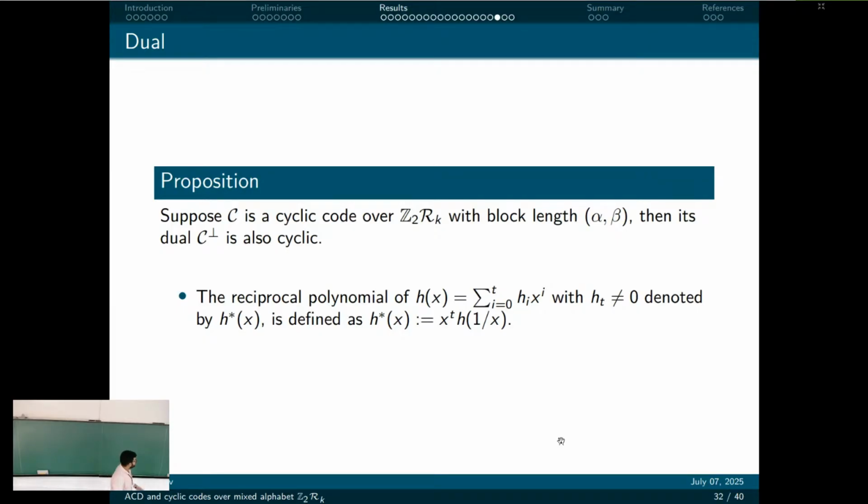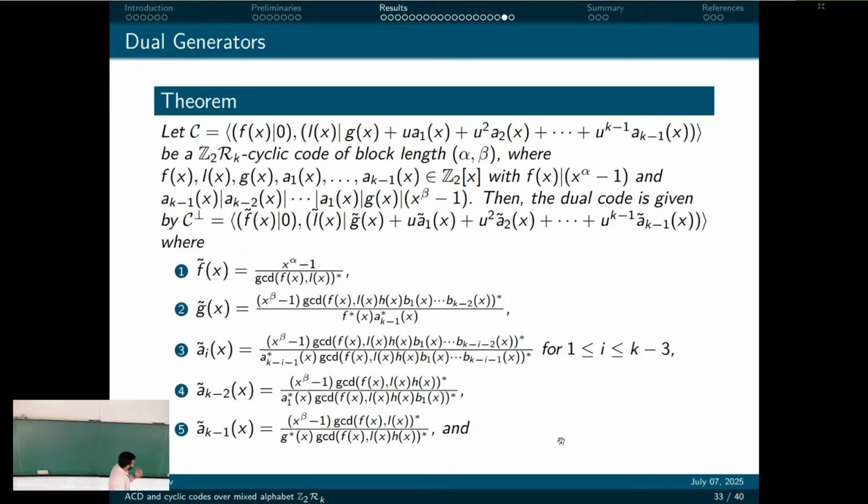It is very easy to see, and then we define the reciprocal polynomial. If h(x) equals summation i from 0 to t, such that h_t is non-zero, then the reciprocal polynomial is h star (x), which is defined like this. Then, if we consider any Z2Rk cyclic code C, that is the relation between the generators of the dual and the generators of C.